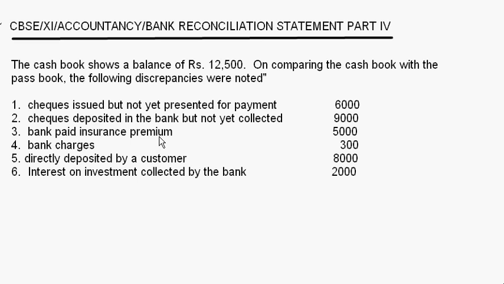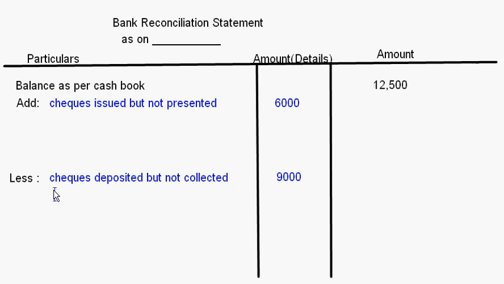Bank pays insurance premium. When the bank pays insurance premium directly, the bank balance reduces, right? Whereas in the cash book, we do not know when the bank has paid it. So the cash book balance at that point of time will be more than the bank balance. So cash book balance is increased. That means it should be deducted, right? So it should come in the less items, right? So here let's write this.